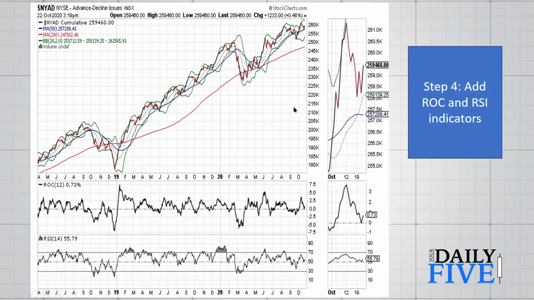Step number 4. We have our chart up here. Now we're going to start adding more things to it to make it look more complete. We have the ROC indicator, which is in the indicator choices. This is a measure of momentum, and what you want to look for is extremes, such as what we saw here at the start of 2019. A huge change in the ROC indicator, which powered the advanced decline line and the market to a major rally throughout most of the year.